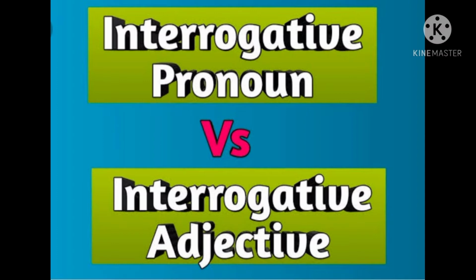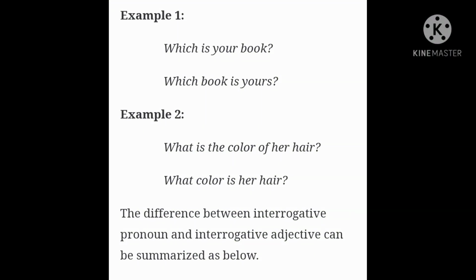Now students, let's study the basic difference between an interrogative pronoun and an interrogative adjective. Look at these sentences very carefully and pay attention. Which is your book? Which book is yours? In the first sentence of example 1, which is your book, which is placed before the verb is. Clear? So which here is functioning as a subject. Hence, a subject of a sentence should always be either a noun or a pronoun. Here, which is a pronoun and an interrogative pronoun.